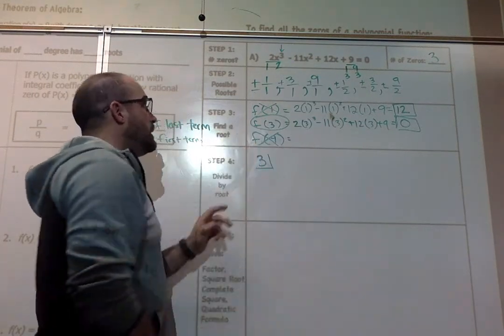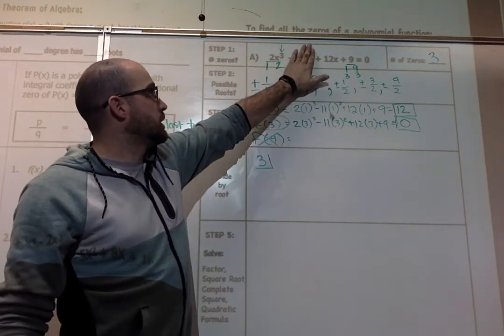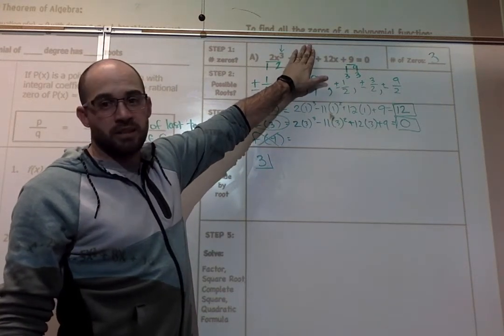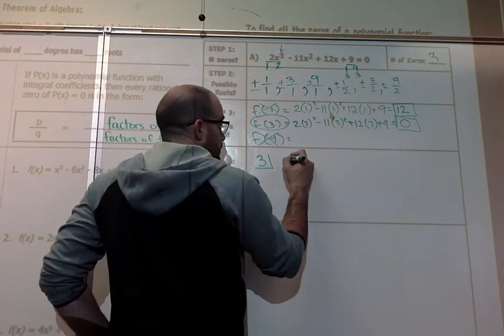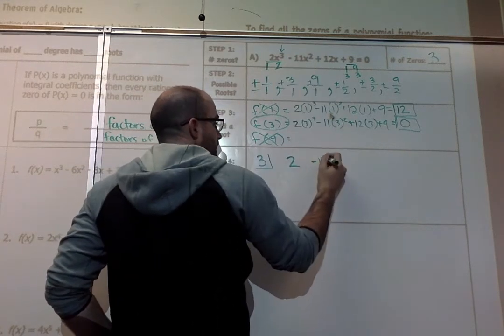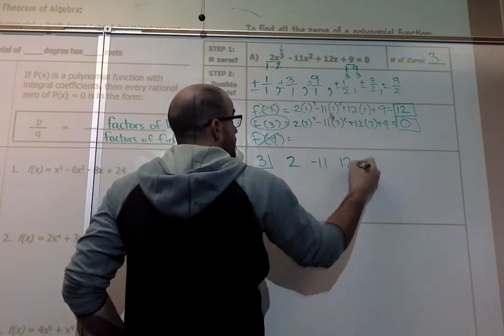Again, remember, if we're missing an exponent, so if this x squared was gone, it was just 2x cubed and then went to just x, make sure you put a 0 to hold that place. Okay, some of us missed that on our quiz. So here I bring down a 2, bring down my negative 11, bring down my positive 12, and bring down my 9.